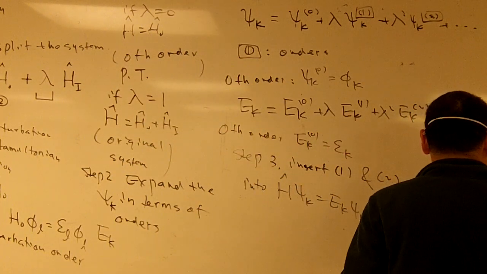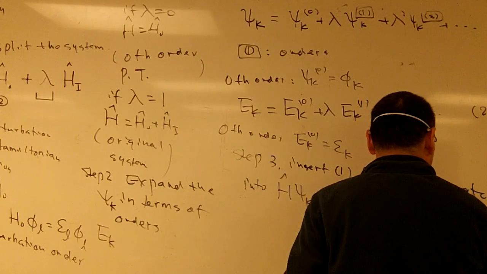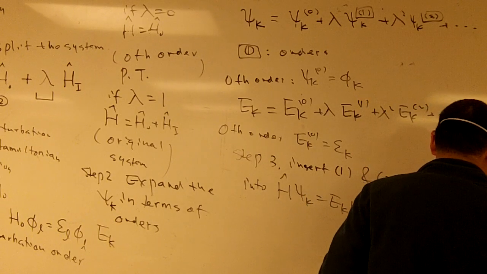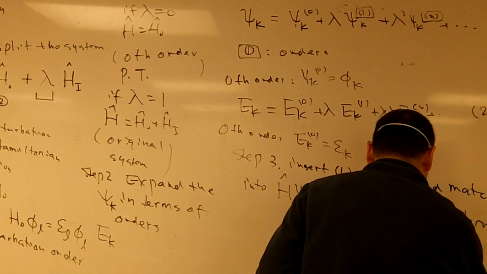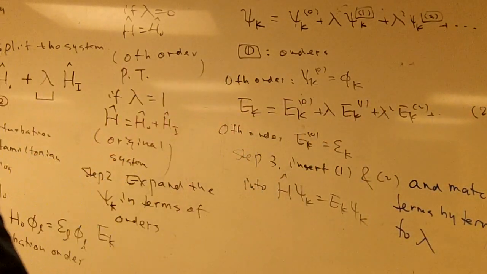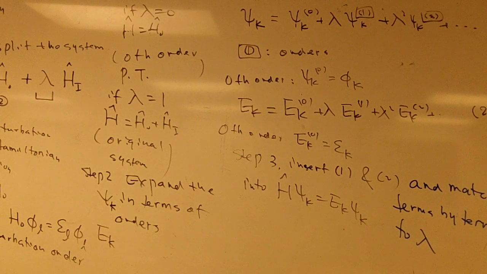Match term by term according to lambda. So just match term by term according to lambda. If it is lambda squared, all these coefficients will be the same. Lambda first order, lambda itself, all these coefficients will be the same. Third order, keep on going. So you just match both sides, and this makes things a whole lot simpler.